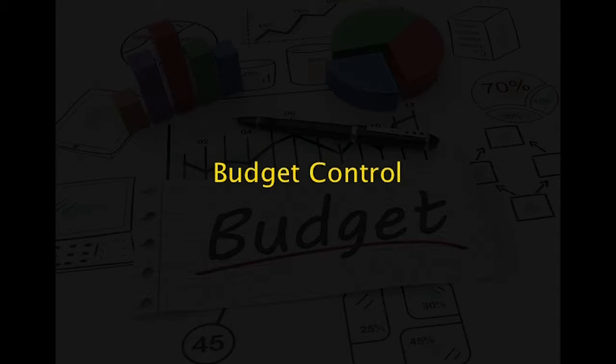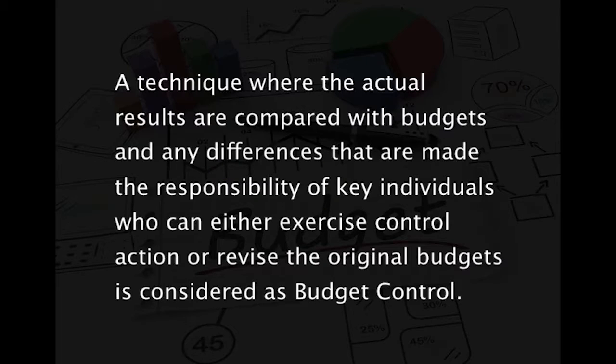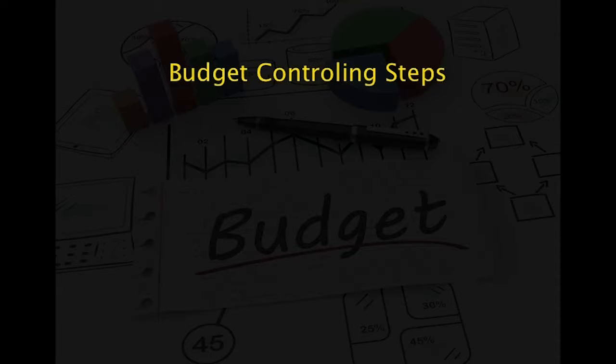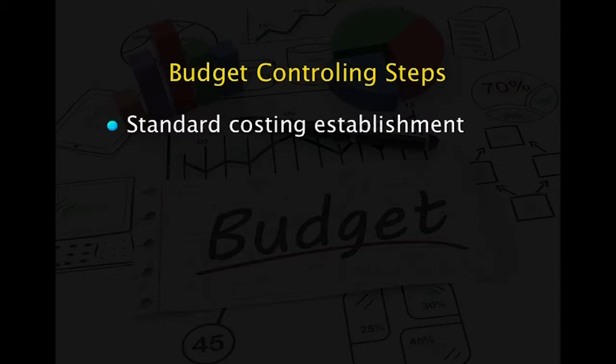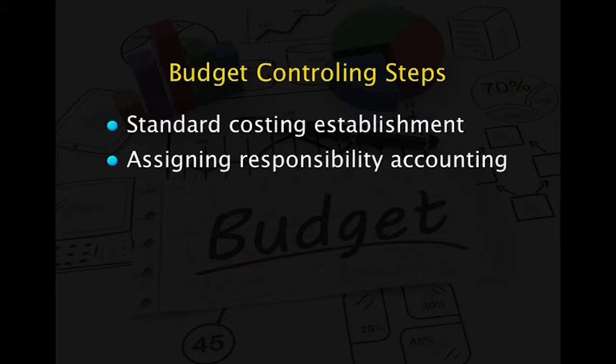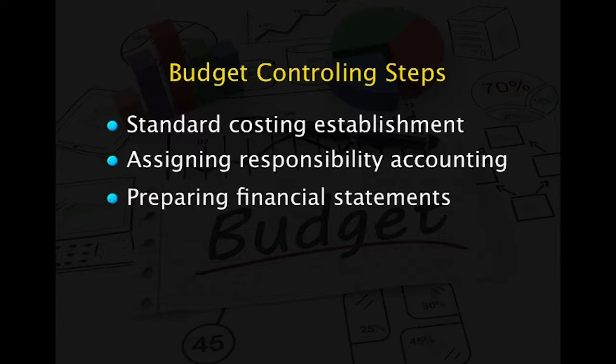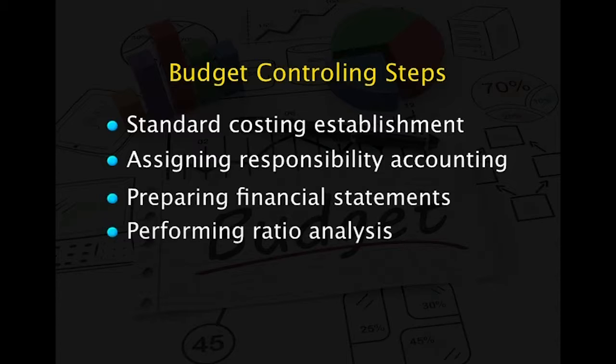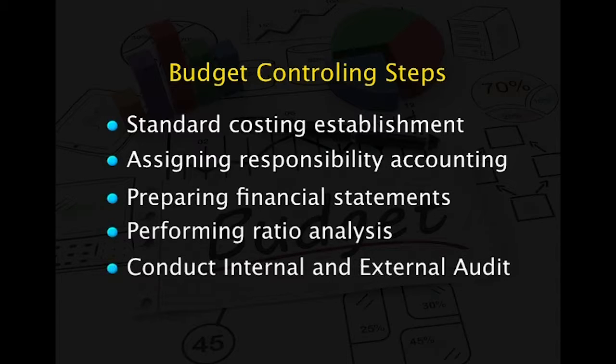The next step is budget control, a technique where the actual results are compared with budgets and any differences are made the responsibility of key individuals who can either exercise control action or revise the original budgets. This is considered as budget control. Budget control is done through certain steps, that is standard costing establishment, assigning responsibility accounting, preparing financial statements, performing ratio analysis, and conducting internal and external audit.